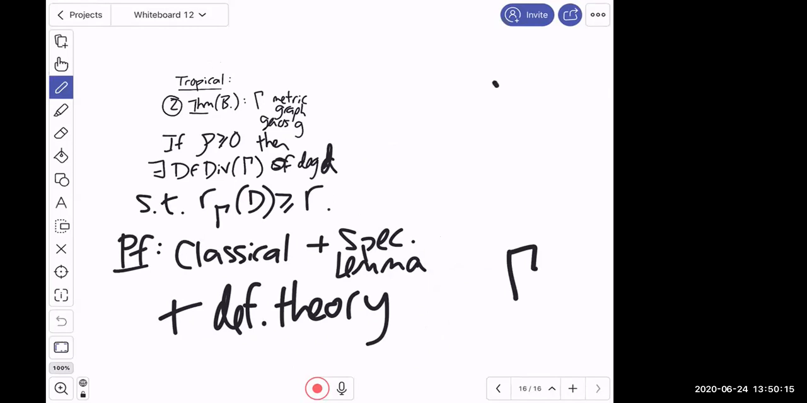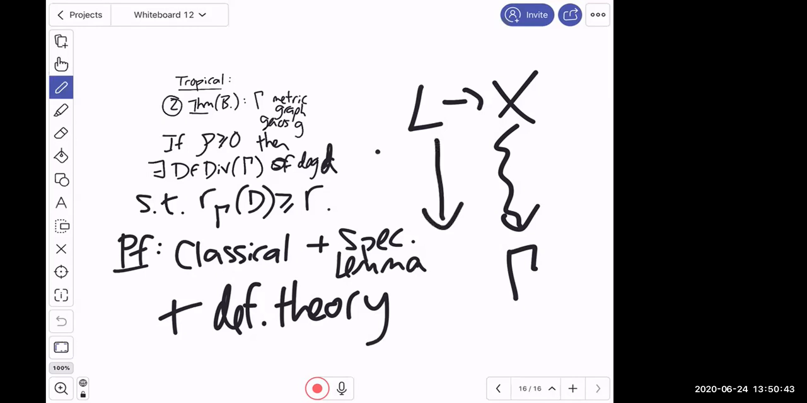Deformation theory actually allows us to produce a curve and a model of that curve, but I'll suppress the model, whose associated metric graph is this one. And we can apply the classical Brill-Noether theorem to get a line bundle on X, which has degree D and rank at least R.